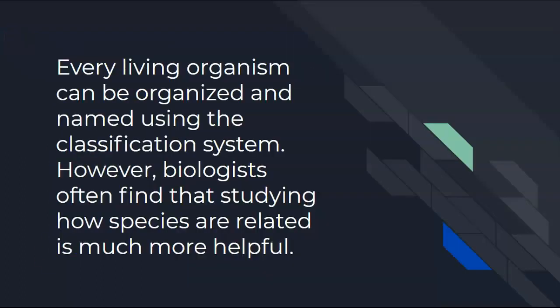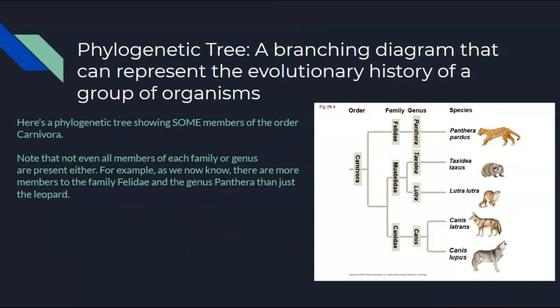The way that we can look at what things are related is kind of like drawing a family tree, but more of an evolutionary family tree. This is called a phylogenetic tree. It's a diagram that shows the evolution of a group of organisms. Here's a tree showing some of the members of the Carnivora order. Obviously, there are more carnivores than just these five.